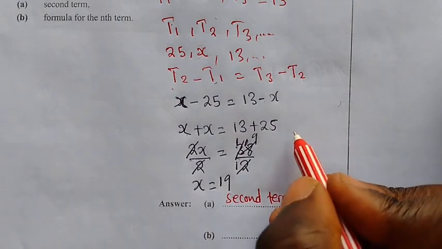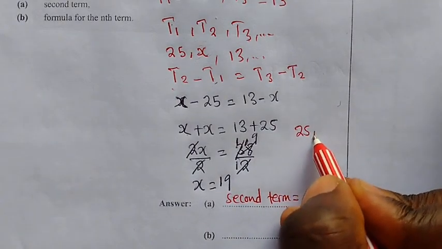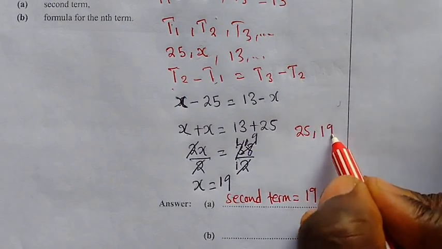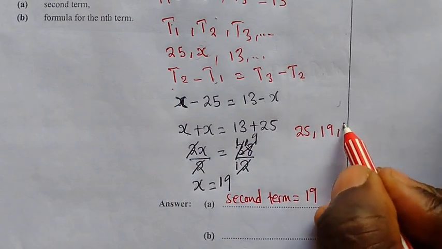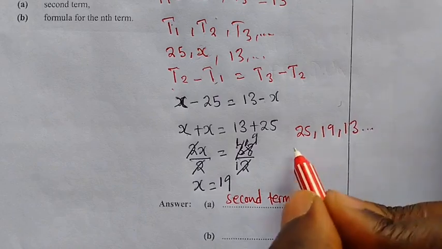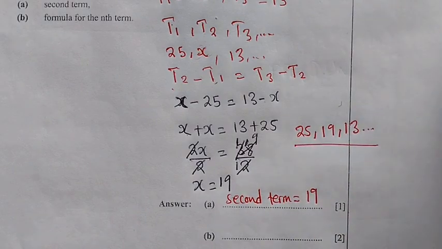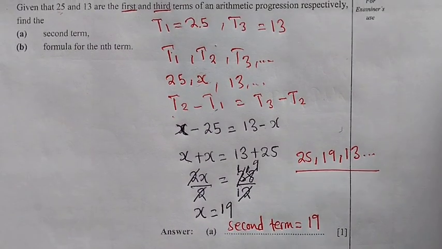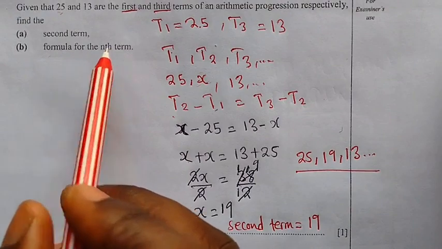So meaning your sequence was 25, 19, 13. This is how the sequence will be, because we have found the value of the second term. Now let us come to the second question, which is right here. Find the formula for the nth term.